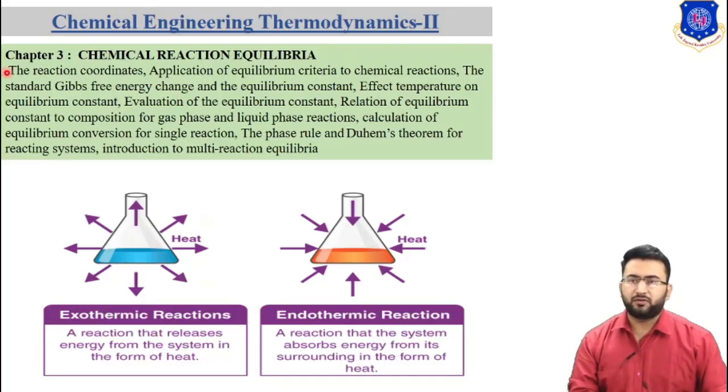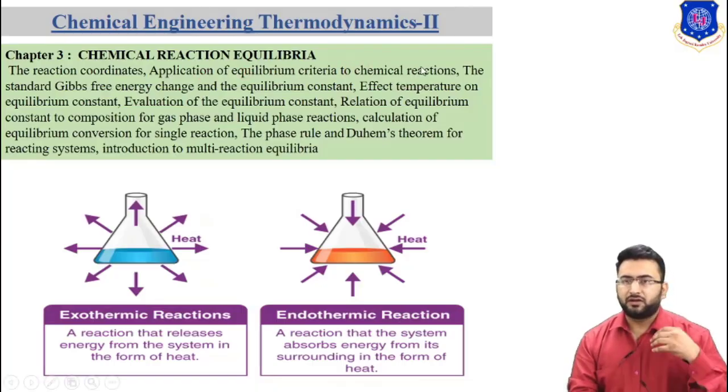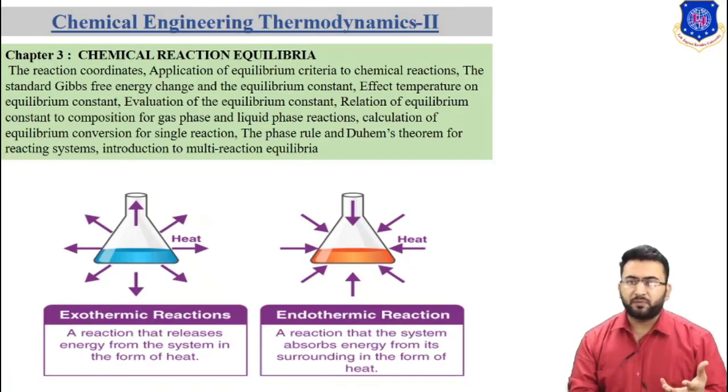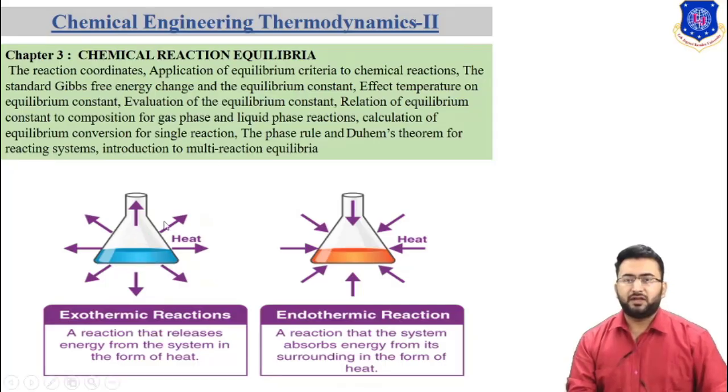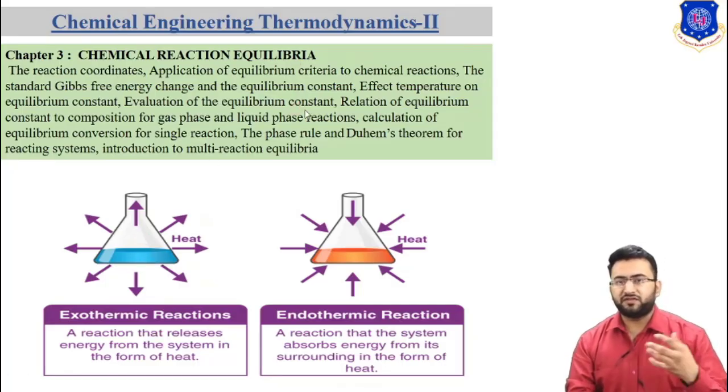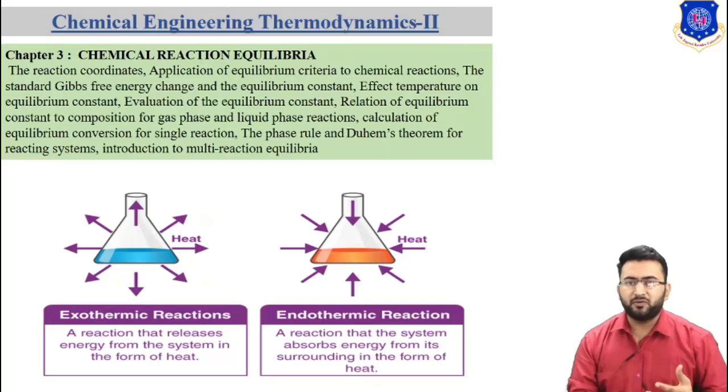In this chapter, we'll talk about the reaction coordinate, application of equilibrium criteria to chemical reactions, the standard Gibbs free energy change and equilibrium constant, and the effect of temperature on equilibrium constant. We know that reactions may be categorized as exothermic reactions and endothermic reactions. In an exothermic reaction, heat is released during the reaction, whereas in an endothermic reaction, heat is absorbed by the system from the surroundings. So, if we provide heat to an exothermic reaction, the equilibrium constant will decrease. This is the effect of temperature on equilibrium constant.